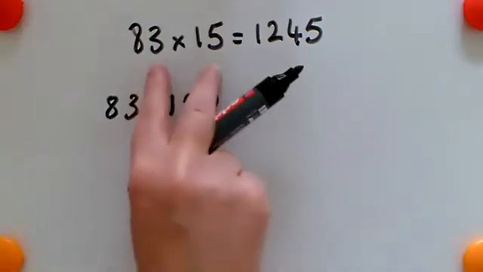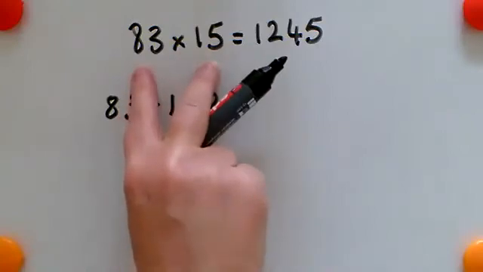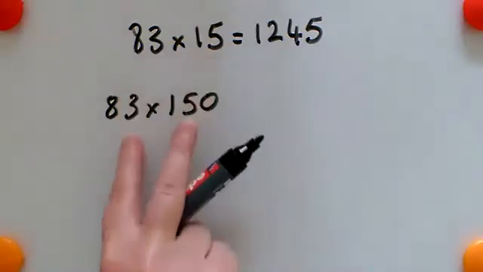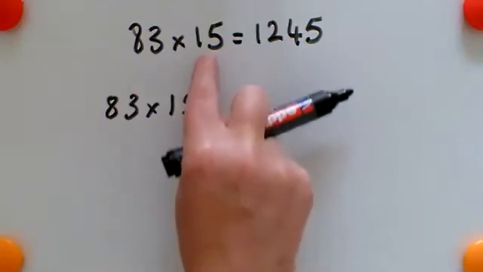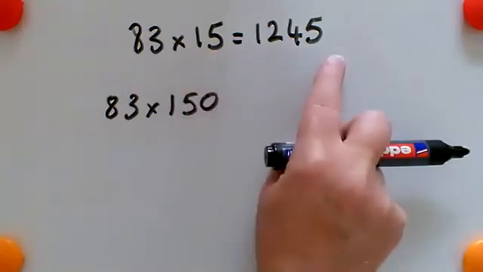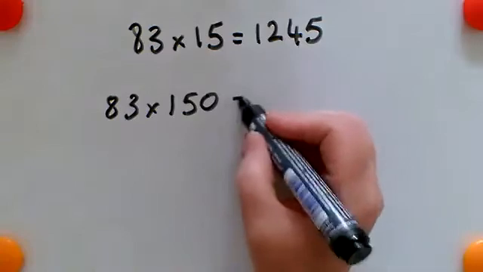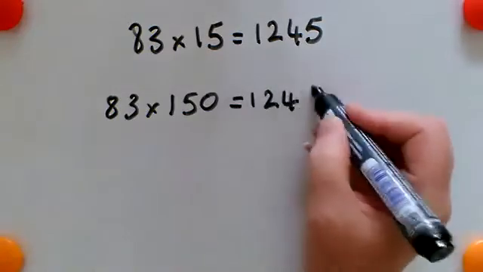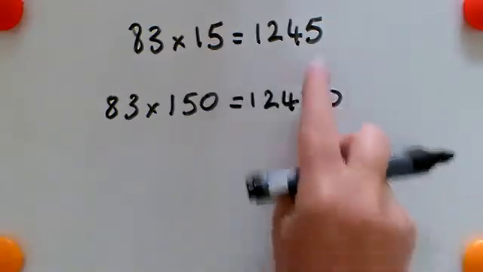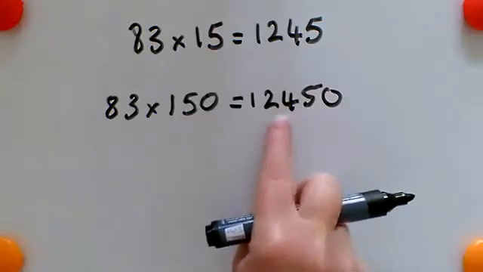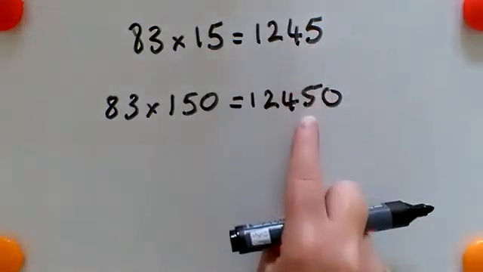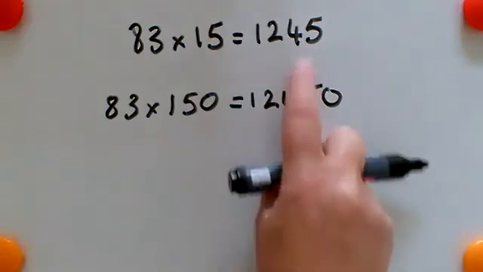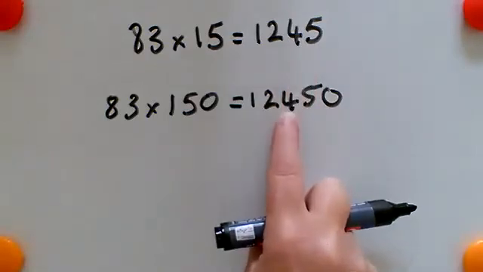Now, if we look at what we get when we do 83 times 15, then 83 times 150, we can see that we've multiplied this 15 by 10. So the same thing will happen to our answer. This will get 10 times bigger. So essentially, each one of the digits moves up a place in terms of its place value. The 5 was in the units column, it's now in the tens column. The 4 was in the tens column, it's now in the hundreds column, and so on.